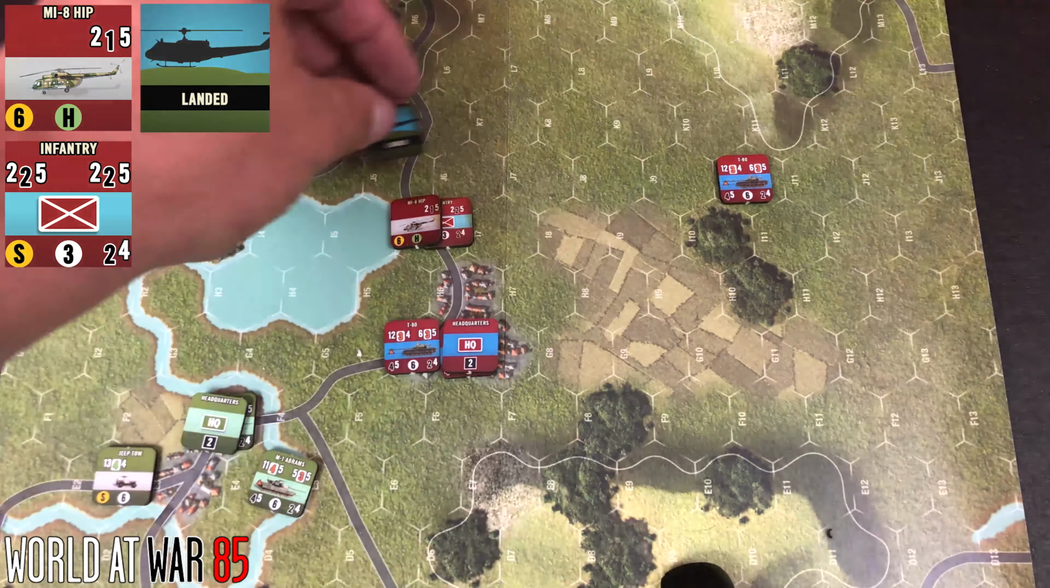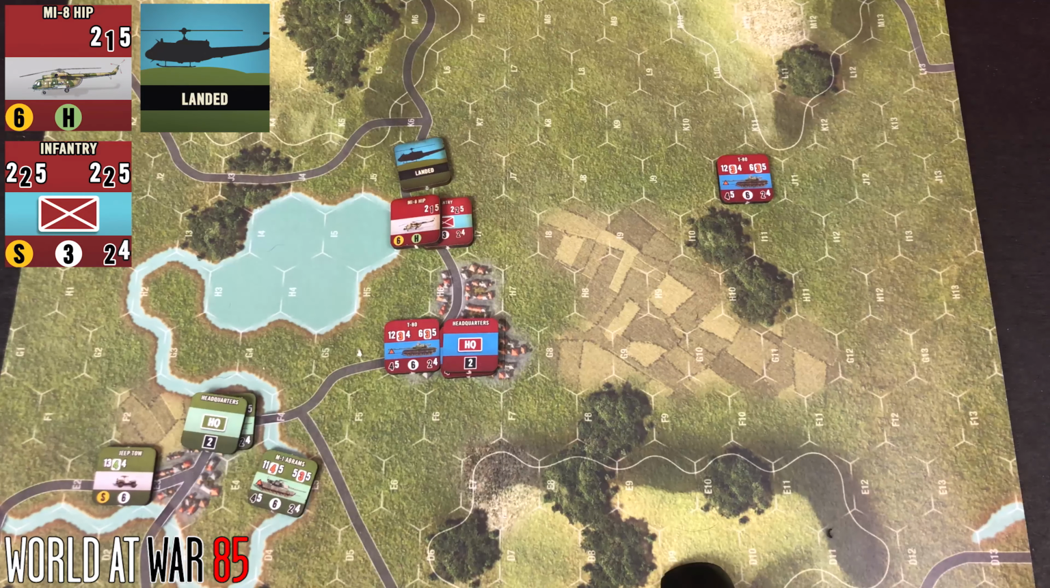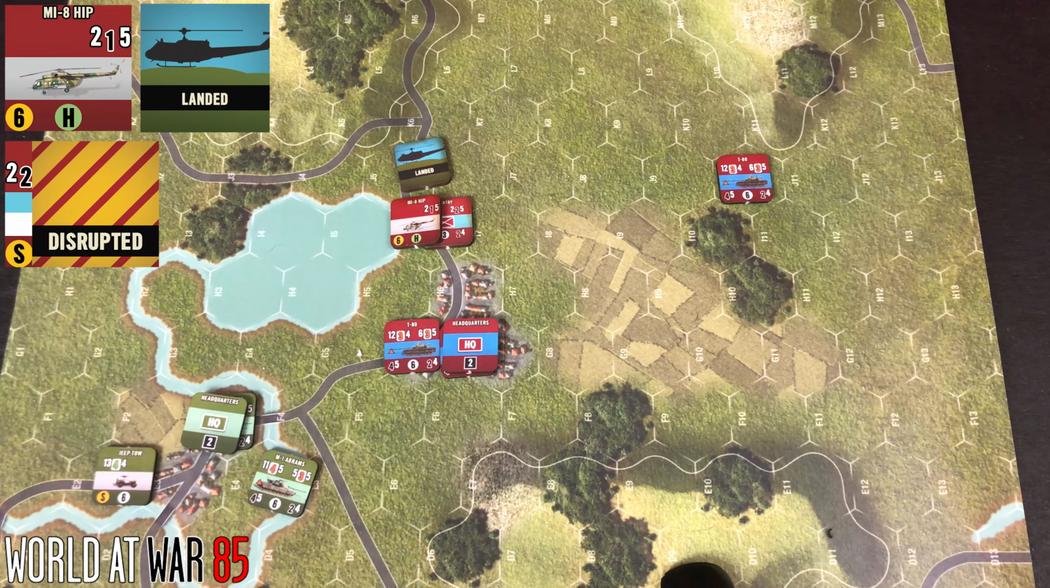However, if it's landed or if it's flying nape of the earth, then you will perform a 1d6 roll, and then on a result of a 1 to 3, the passengers are going to be reduced and disrupted, and any HQs that are with them are going to be reduced or suppressed if they were already reduced, and the leaders with them will be wounded or eliminated depending on their status as well.